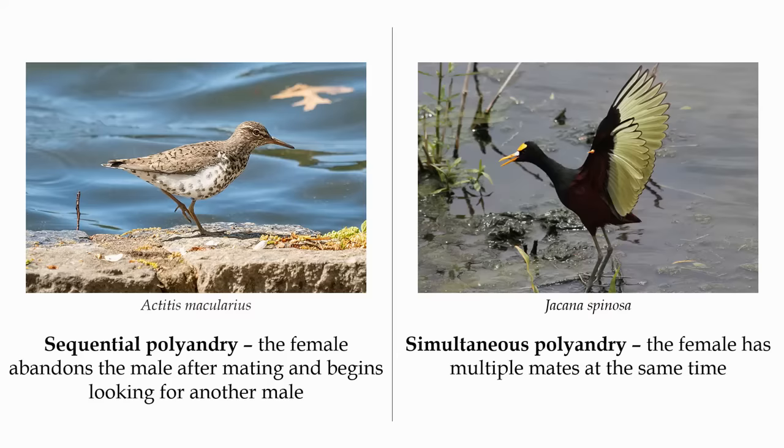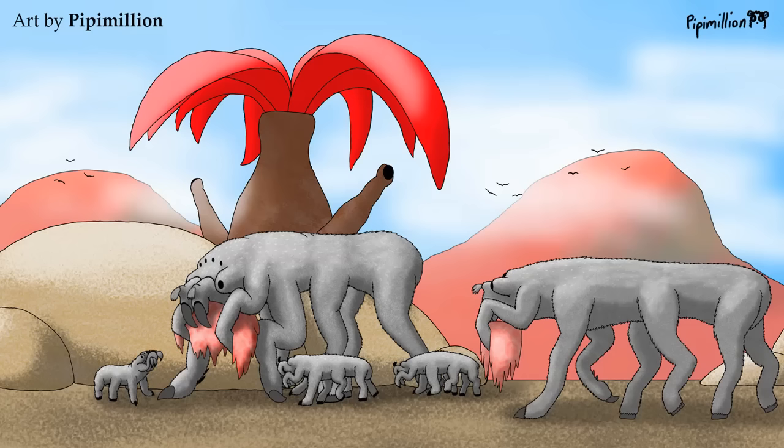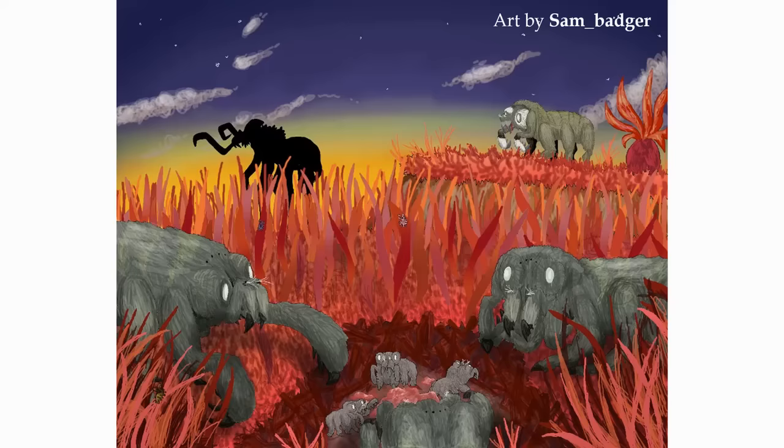In especially rare cases, this can manifest as cooperative polyandry, in which all the males that a female mates with will remain with her at a single nest and all work together to raise the young. Since the offspring don't share the same father, the males don't gain the same degree of inclusive fitness as they would from monogamous forms of cooperative breeding, but working together may still provide a greater chance of any given male's young surviving than each male raising their young individually.